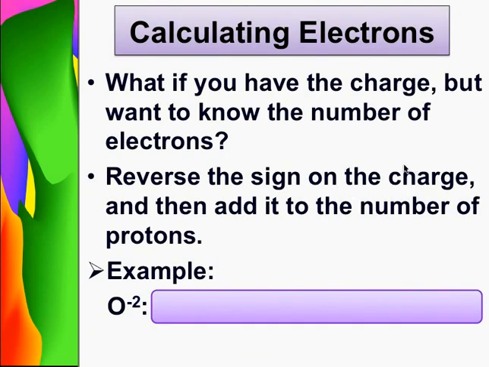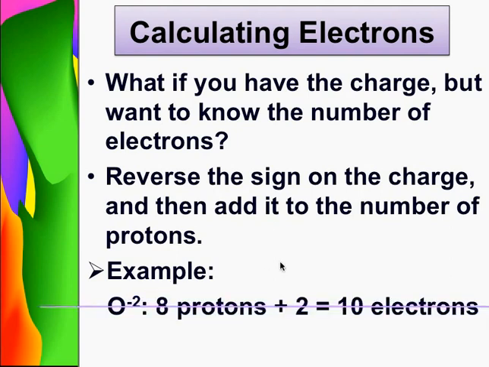Okay, what if you give them the charge and I ask you the number of electrons? Okay, you look at the charge, you reverse the sign because remember, we're talking about electrons. Electrons always do the opposite of what you think because they have a negative charge. And you add it to the number of protons. How many protons does it have? You just look on the periodic table. If it's oxygen, it must have 8 protons, plus, not minus, 2. This ion has 10 electrons.